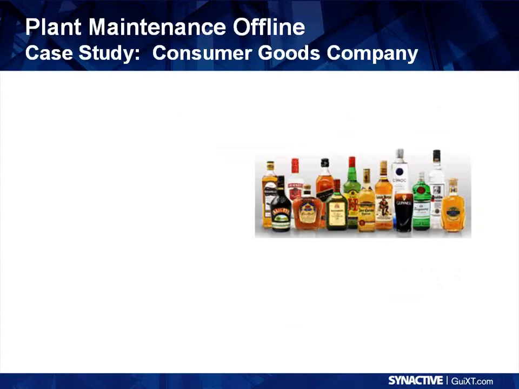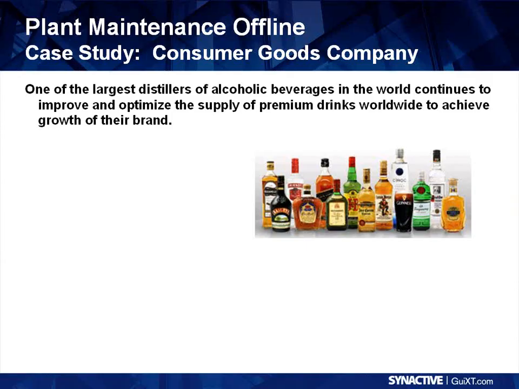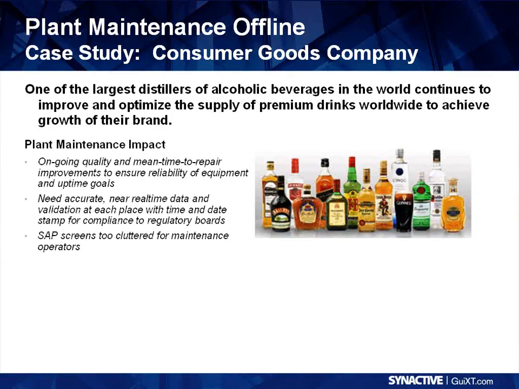Okay, so the next case study that we're going to go over is from one of the largest distillers of alcoholic beverages in the world. And some of the issues that they had were low user acceptance rates using SAP Plant Maintenance. Navigation to multiple transactions was difficult to find the corresponding data for creating notifications and work orders. There was redundant data entry. There were complex screens, leading to a higher error rate.